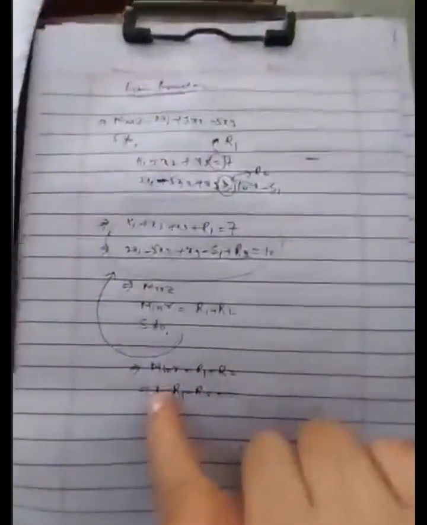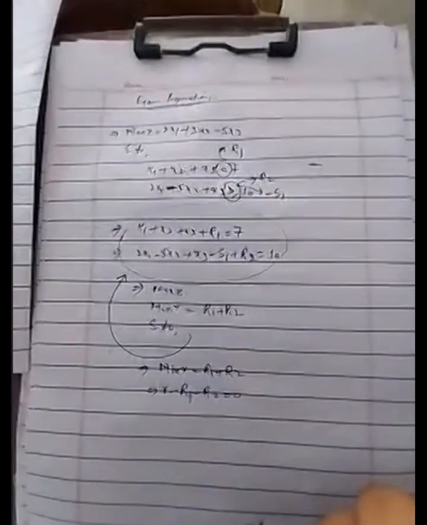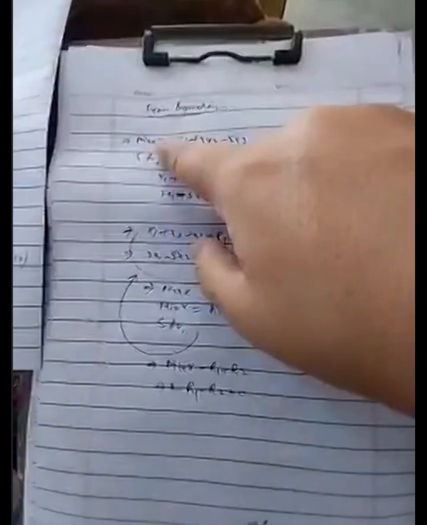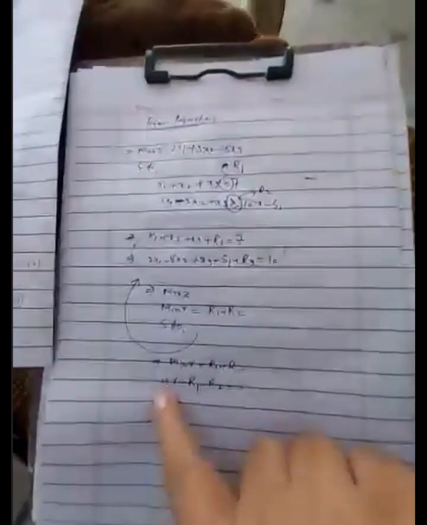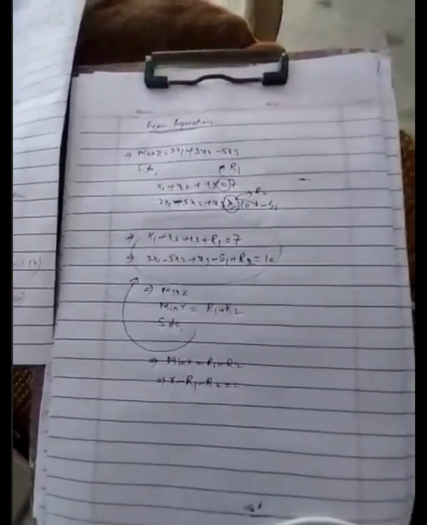We just removed it. R minus R1 minus R2 is equal to 0. We will bring the value of R to 0 on the right hand side. In maximization, we bring the value of Z in the Z row to the maximum. Here we will bring the R value in the R row to the minimum, 0. That is the difference.